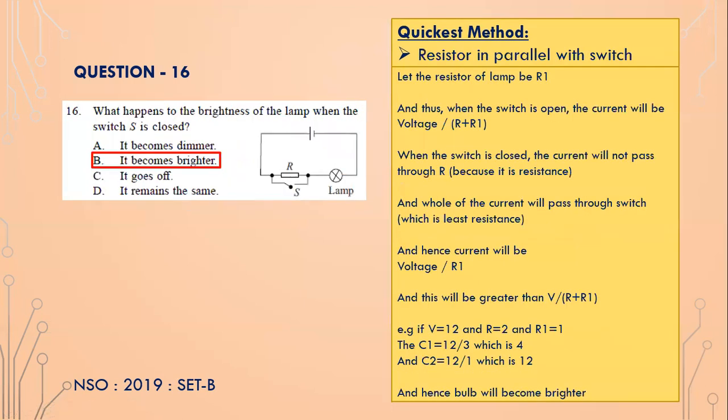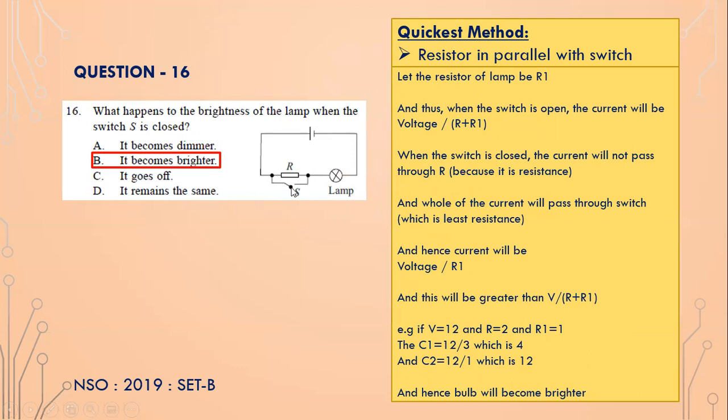What happens to the brightness of the lamp when the switch S is closed? Now again, the lamp will become brighter, isn't it? Because here the current will flow. If the switch is open, the current will flow through the resistor. Because of the resistor, the lamp will be dimmer. When the switch is open, what is the current? It is voltage upon the resistance. What is the resistance? R plus R1. Say if the resistance of the lamp is R1, what is the total current? Current is voltage upon resistance, voltage upon R plus R1, because the resistance here is in series.